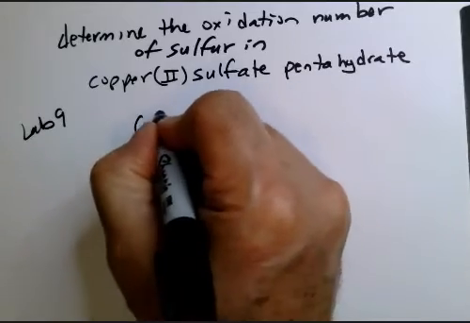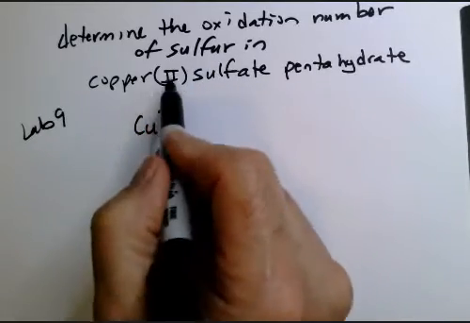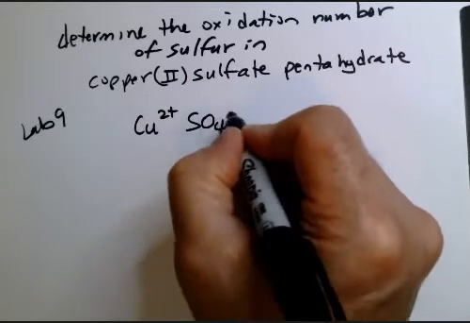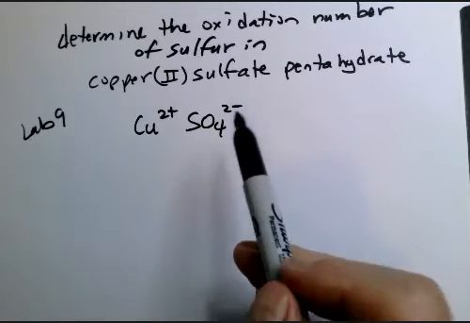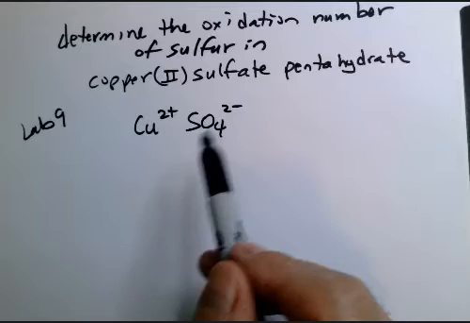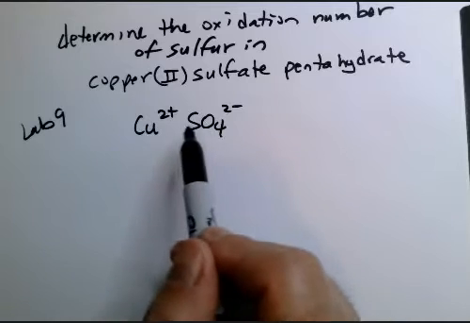Copper is Cu2+, and we know that it's 2+ because of the Roman numeral. Sulfate is SO4 2-. And if I write -2 instead of 2-, don't freak out. I learned it the opposite of this. This is just how your book shows it now.